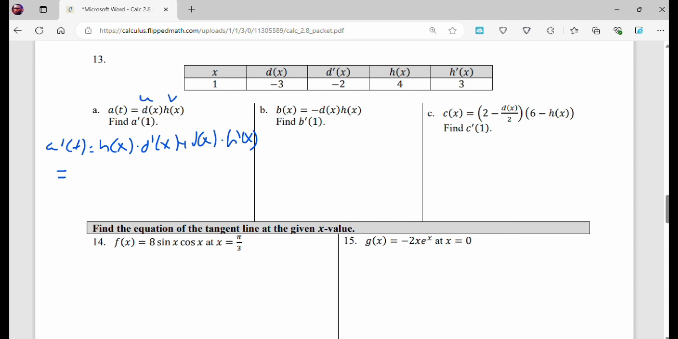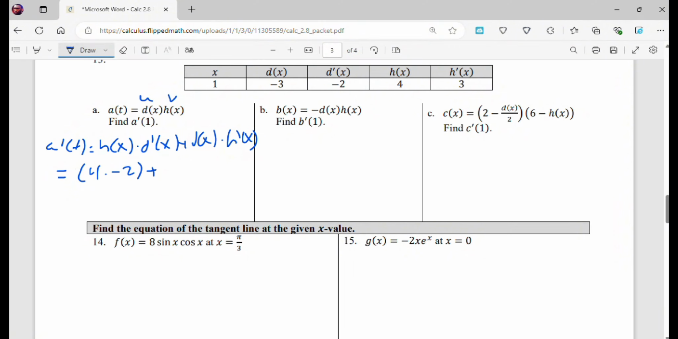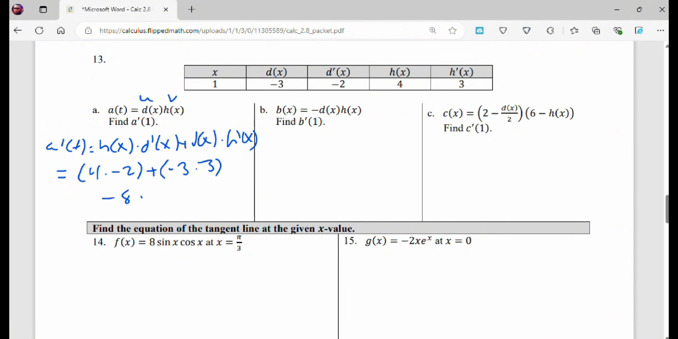H of x is 4 times d prime of x is negative 2, plus u, so plus d is negative 3 times h prime of x, so 3. So negative 8 plus negative 3 times 3 is negative 9. So we get negative 17.